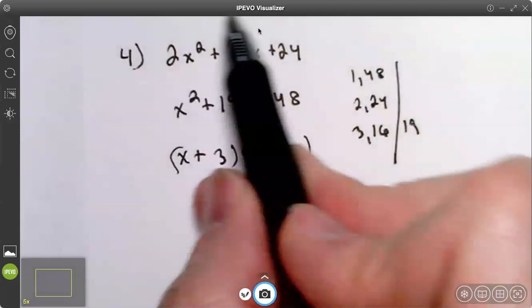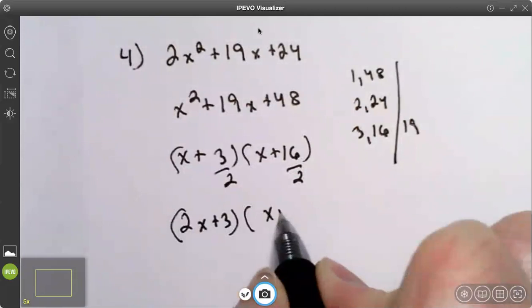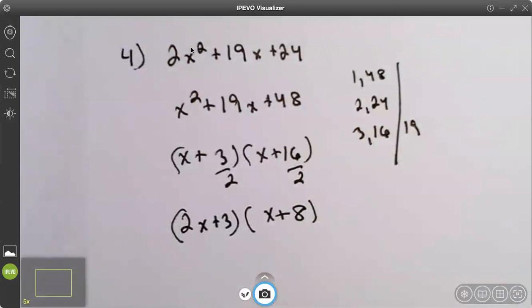All right, swing and divide and swing back. I swung the 2. Now I divide by 2. 2 won't go into 3, so I swing it back. 2x plus 3 times x plus, 2 goes into 16 8 times, and there's your answer. 2x plus 3 times x plus 8.